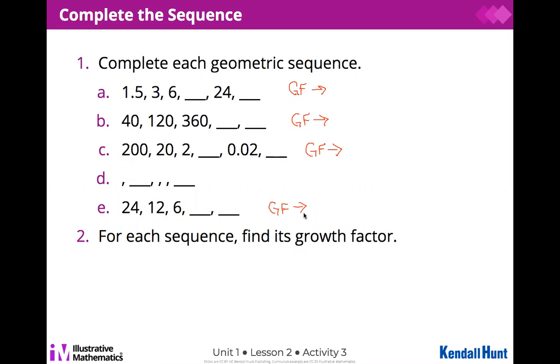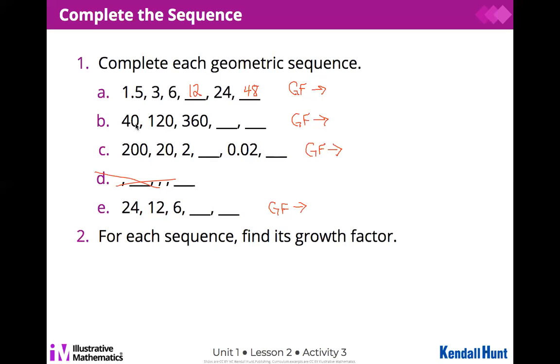All right, so it looks like in the geometric sequence in A, everything is doubling. If I go from 1.5 to 3, I have to double it. From 3 to 6, I would double it. So 6 to the first blank, doubling 6 gives me 12. And just to verify, that fits because when I double 12, I get 24. And when I double 24, I get 48. We'll come back to the growth factor after we get these blanks filled out.